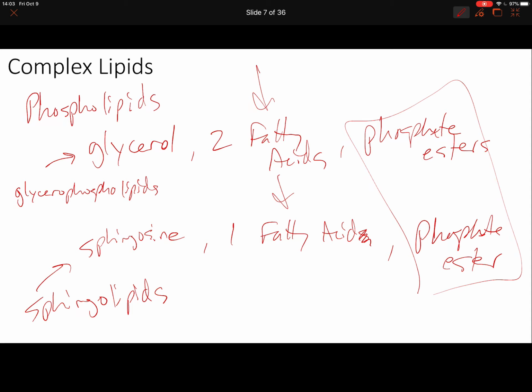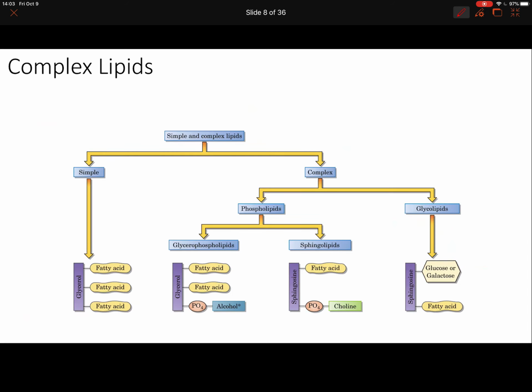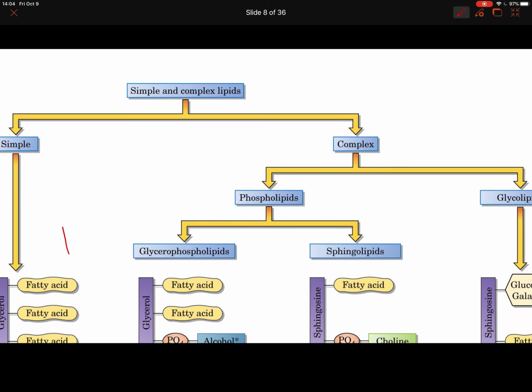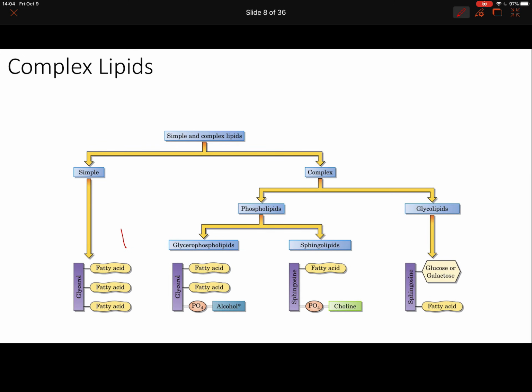Okay, but I'm going to show you these structures. Don't worry. So this is a general breakdown here, not giving you anything real complex to look at. We've got the simple triglycerides: glycerol and 3 fatty acids. And then the complex ones, the phospholipids, which I mentioned already. We'll come this way and look at the glycolipids in a second. Those do not contain a phosphate ester.